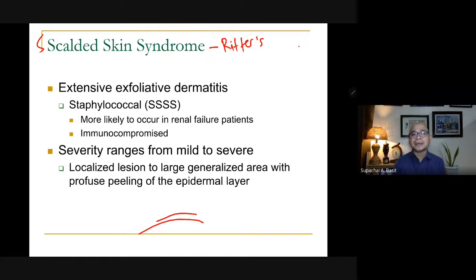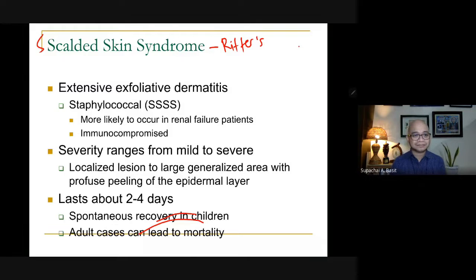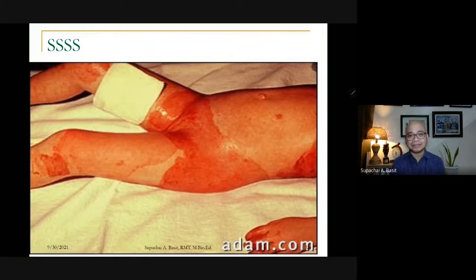So there is a profuse, painful peeling of the epidermal layer. A single touch of that skin would cause extreme pain for the patients. It could last about 2 to 4 days, but there is actually a more spontaneous recovery in children. For adults, it may actually lead to mortality, probably because of the possible co-occurrence with renal failure. As you can see, it is an example of a severe Staphylococcus scalded skin syndrome. You see that there's an extensive, profuse peeling of the skin.